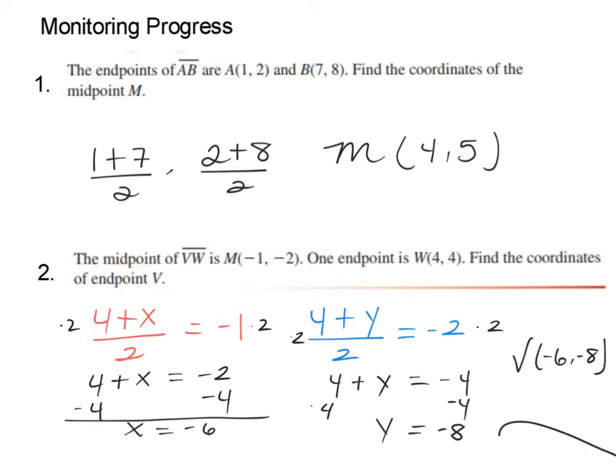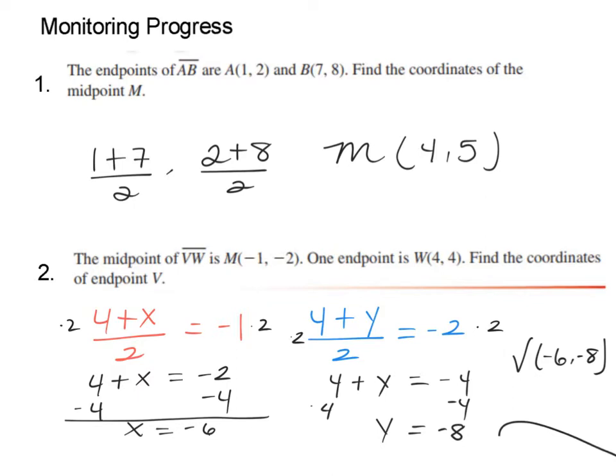Number 2, you were supposed to take one endpoint. You have 4, 4, so that's 4 plus x. I don't know the x coordinate of the other endpoint, so I just replace it with x. And then I divide that by 2. I'm given the x coordinate of the midpoint, so I set it equal to -1. Then I solve. Multiplied both sides by 2. Got 4 plus x is equal to -2. Then I solved for x and got -6. That's one of the other endpoints.